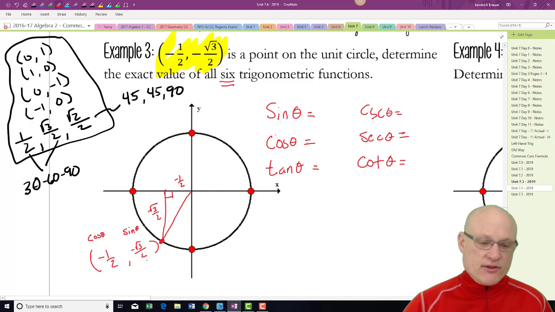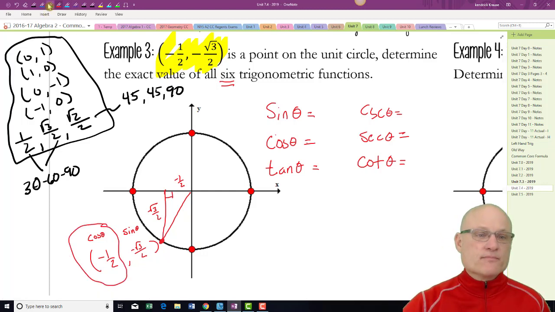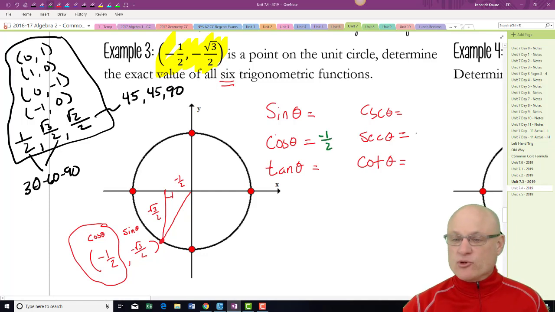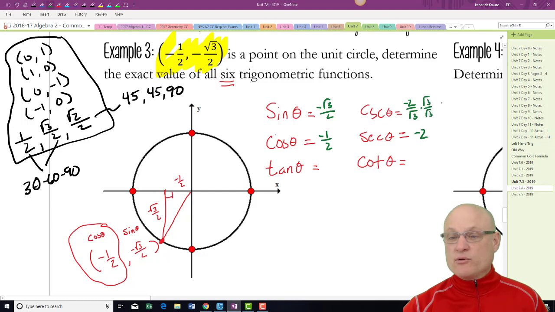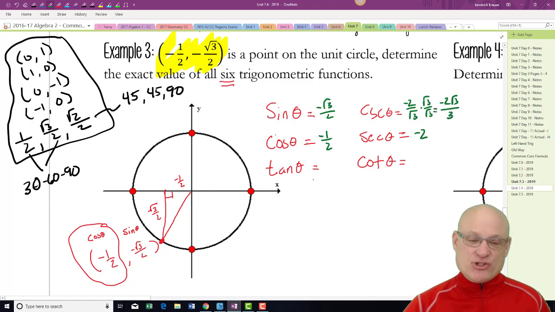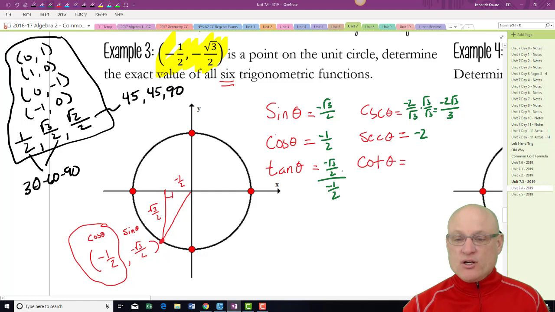All right, let's see. This one's easy. Let's start with cosine. Cosine is negative 1/2. So secant would be negative 2 over 1, or just negative 2. Sine is negative square root of 3 over 2. So cosecant is negative 2 over the square root of 3. We have to multiply by the square root of 3 over the square root of 3, which is negative 2 square root of 3 over 3. And tangent is equal to negative square root of 3 over 2 divided by negative 1/2. Well, to divide by a fraction, you want to multiply by the reciprocal, negative 2 over 1. These 2's cancel, and I end up with just negative square root of 3.